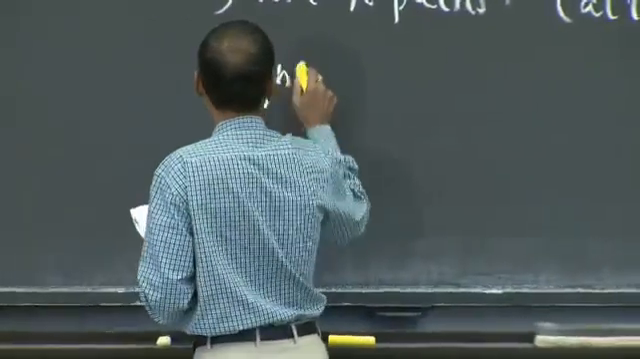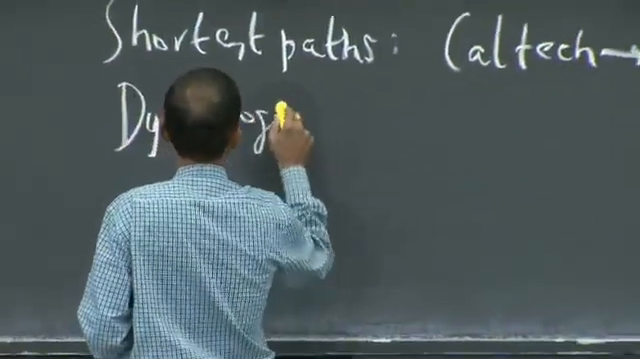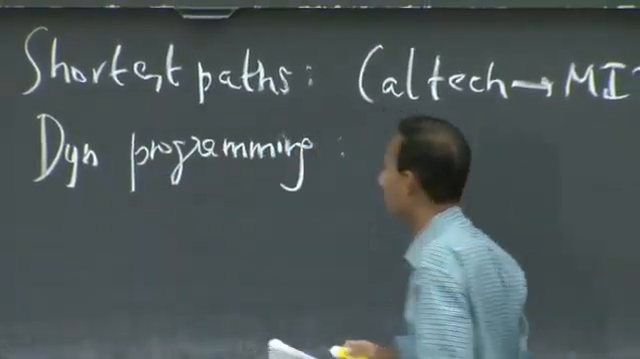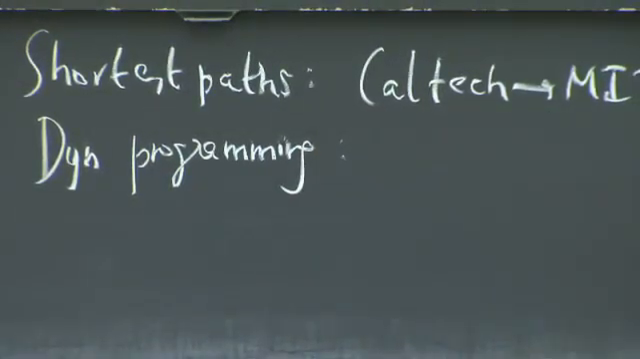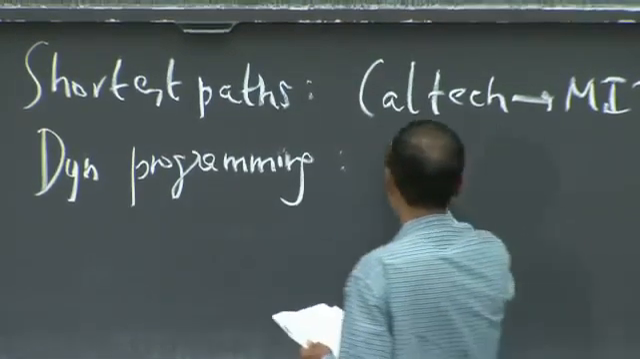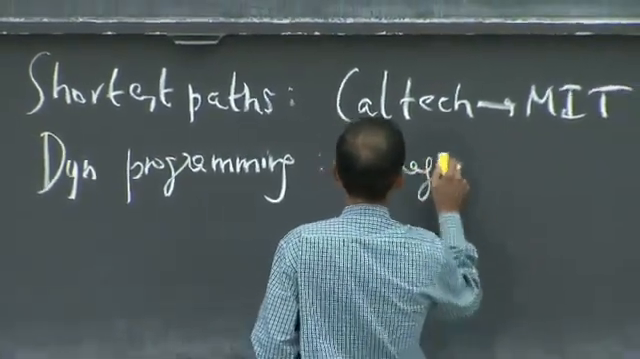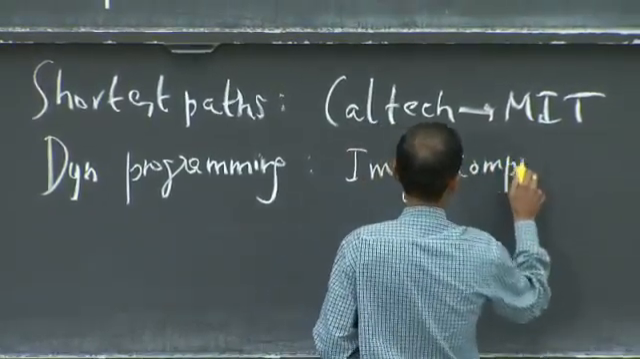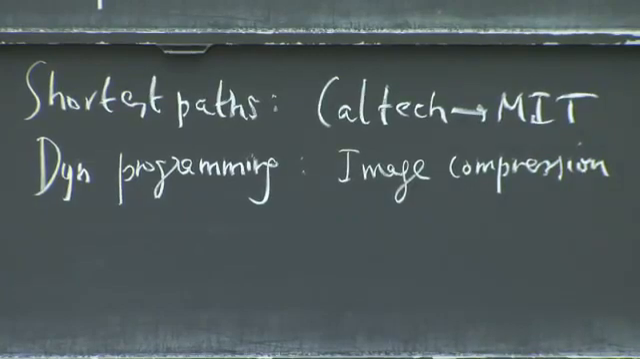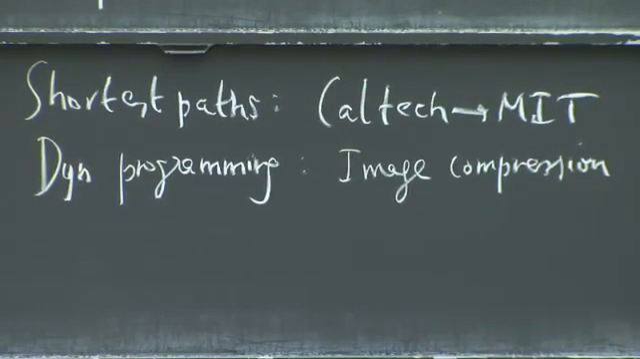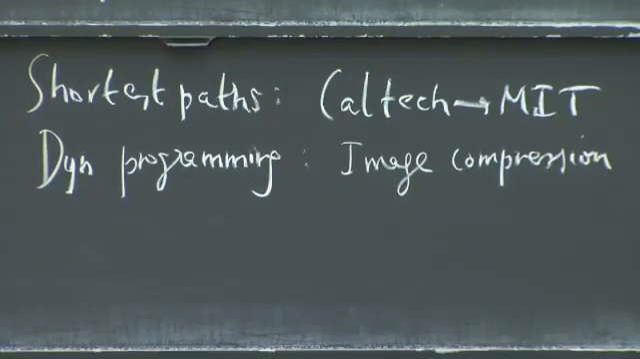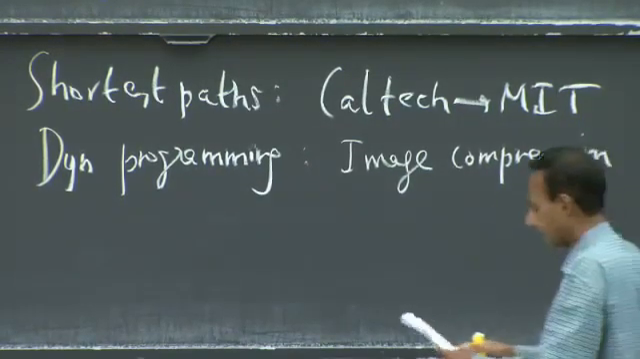Dynamic programming is an important algorithm design technique that's used in many, many problems. And it can be used to do a variety of things, including image compression. How do you compress an image so the number of pixels reduces, but it still looks like the image that you started out with that had many more pixels? Right? So you could use dynamic programming for that.